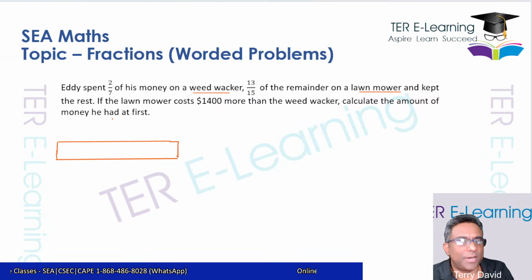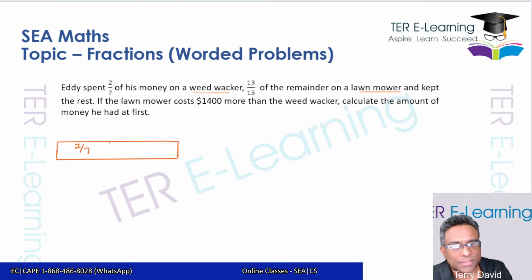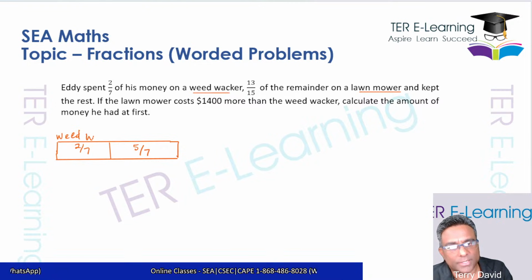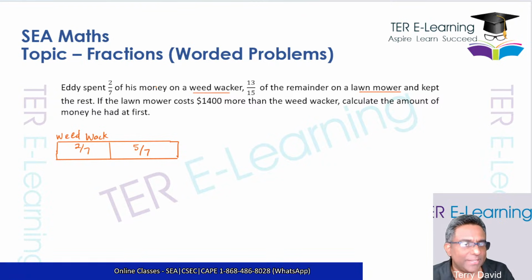All right, so we have a weed whacker and we have a lawnmower. He spent 2/7 of the money, so this here will be 2/7. If that's 2/7, it means what he's left with is 5/7. So 2/7 is spent on the weed whacker, I'm just going to put weed whack. Then he spent 13/15 of the remainder on a lawnmower and he kept the rest.